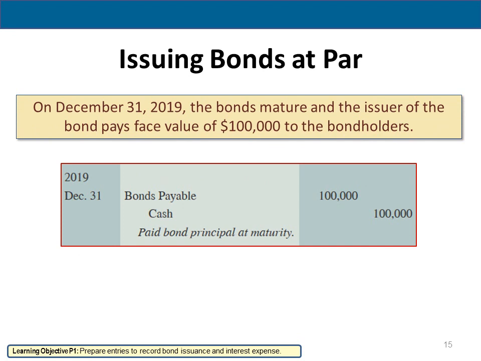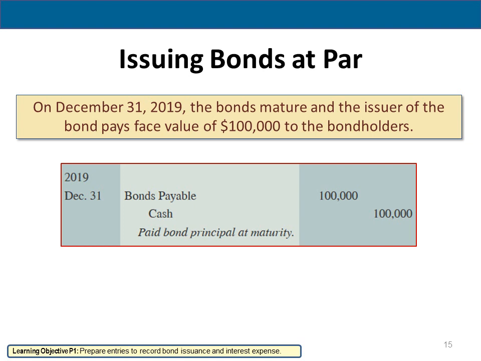Now we need to know, at the maturity date, what will be the journal entry? So after 2 years, on December 31st, 2019, the bonds mature, meaning they reached the maturity date, the end of their lifetime. And the issuer of the bond pays face value of 100,000 to the bondholders. Now the company will repay back the $100,000.